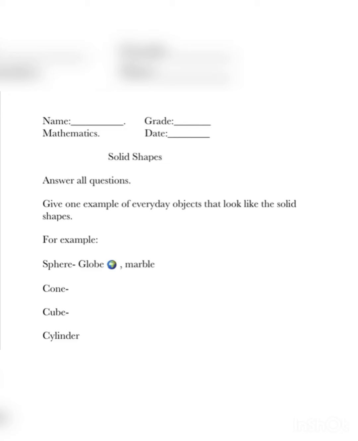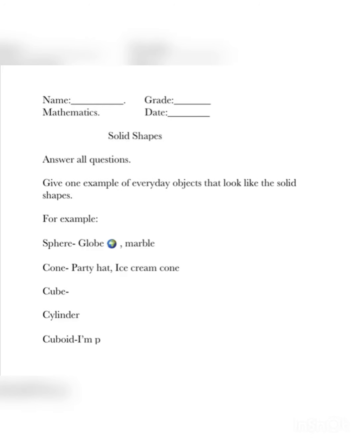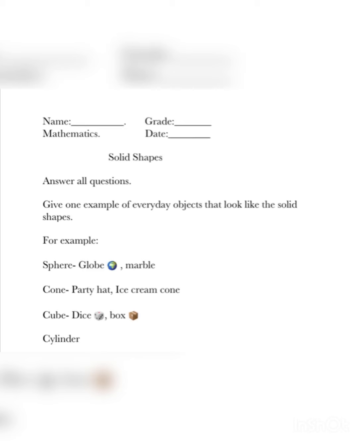Tommy, can you name an example of an object that looks like a cone? That's right, Tommy. A party hat or an ice cream cone is one such example. Let's have examples of objects that look like a cube from Daniela and Mark. Good job, guys. So class, Daniela said dice and Mark said box.